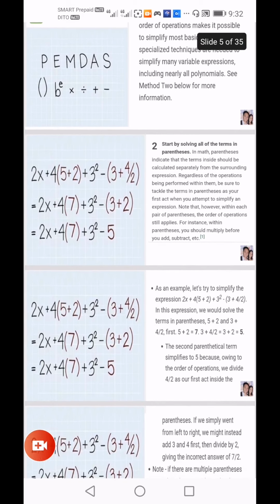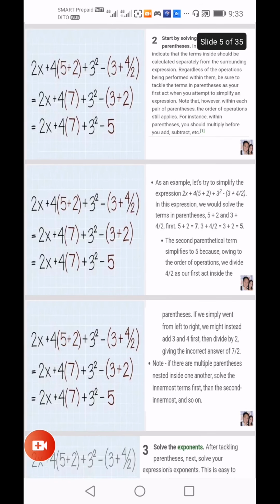Second, start by solving all of the terms in parentheses. In math, parentheses indicate that the terms inside should be calculated separately from the surrounding expression, regardless of the operations being performed within them. Be sure to tackle the terms in parentheses as your first act when you attempt to simplify an expression. Note, however, that within each pair of parentheses, the order of operations still applies. For instance, within parentheses, you should multiply before you add, subtract, etc.